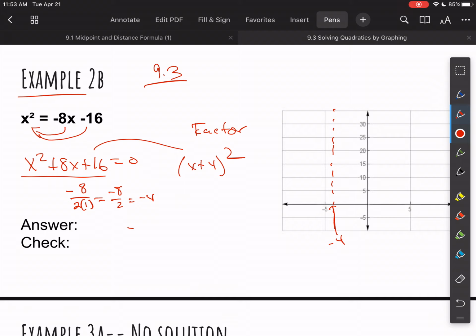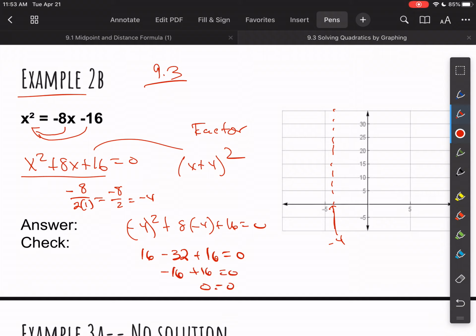If we plug negative 4 back in, negative 4 squared plus 8 times negative 4 plus 16 equals 0. This turns to 16 because negative 4 times negative 4 is positive 16. 8 times negative 4 is negative 32. Okay, so we end up with 16 minus 32 is negative 16, plus 16 equals 0. So we get 0. Okay, so at negative 4, we are at 0. That is our vertex.